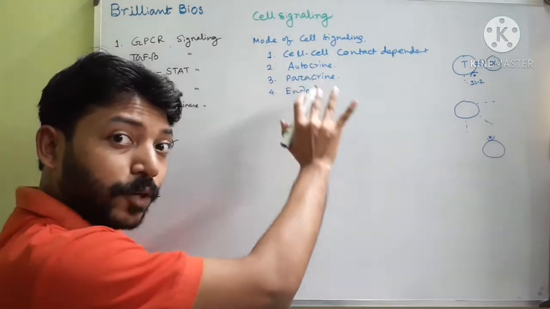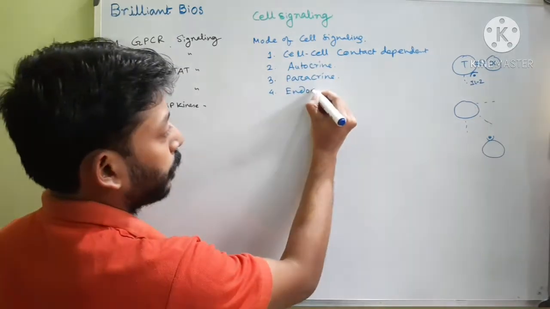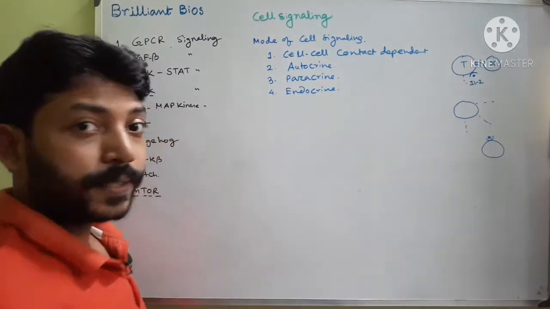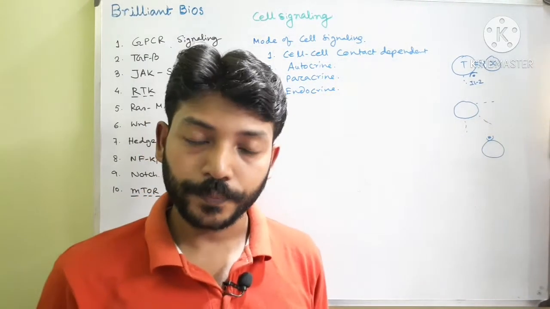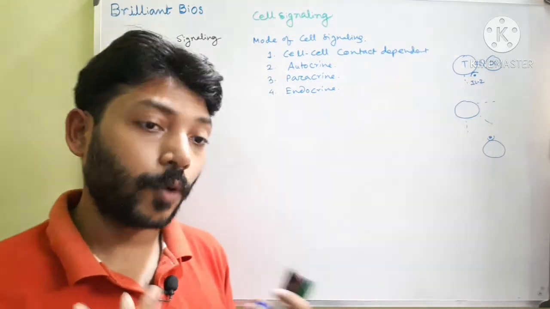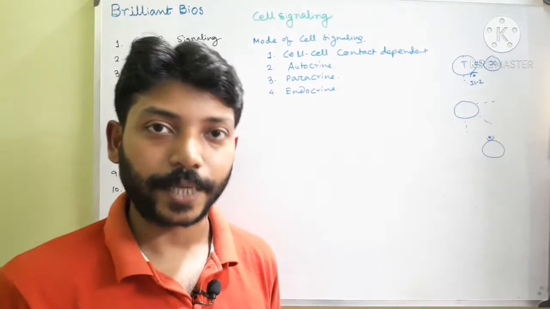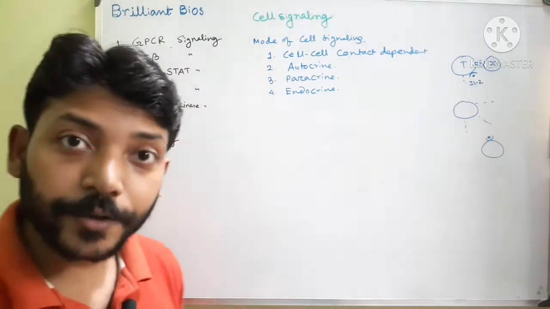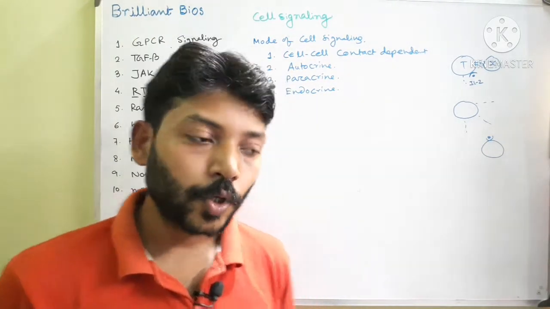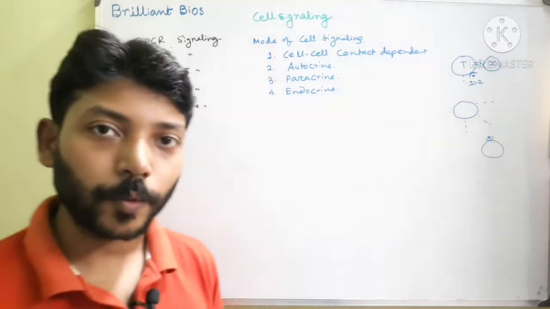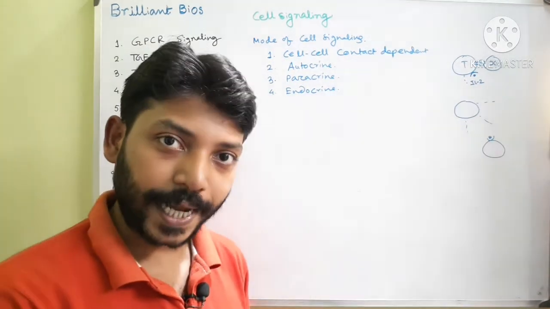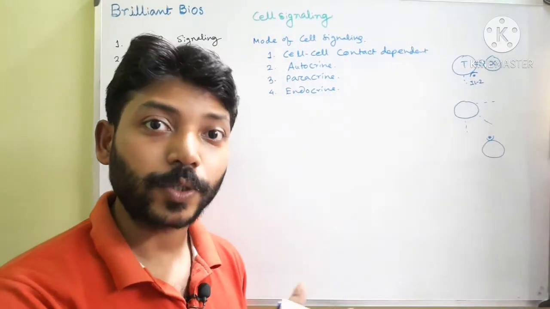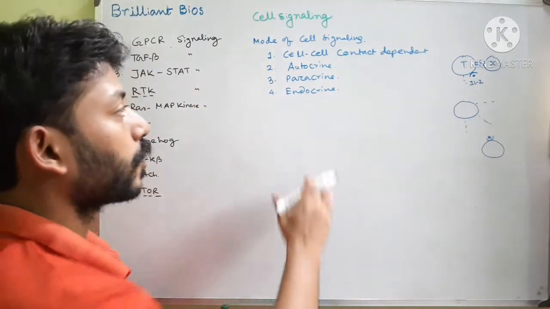The fourth is endocrine. These are all modes of cell signaling. Endocrine, we know all this. Endocrine means hormones. So there are some organs like the pituitary and thyroid, or glands like the pancreas and adrenal glands. These glands secrete hormones, and the hormones, that is the ligand, go to the destination through the bloodstream. So this is called endocrine.